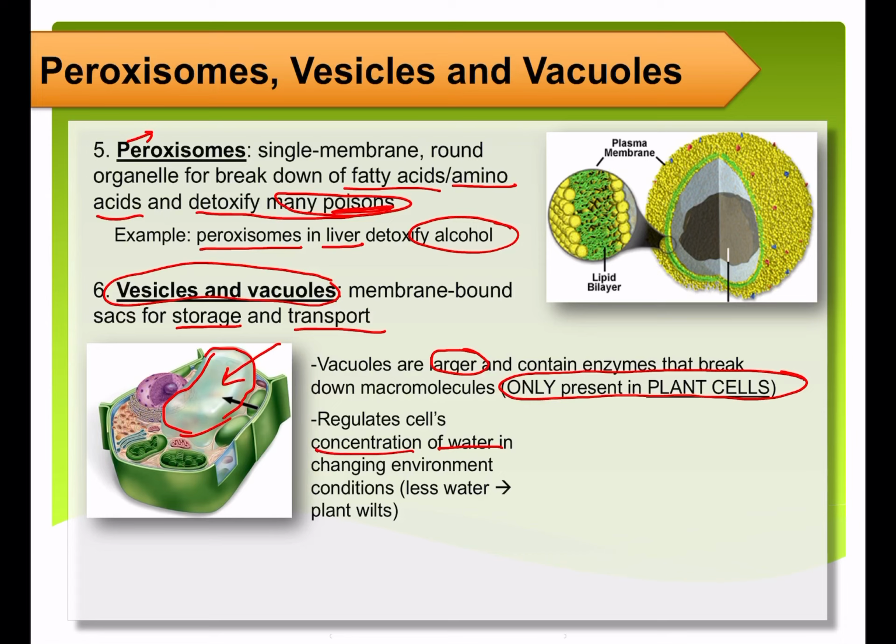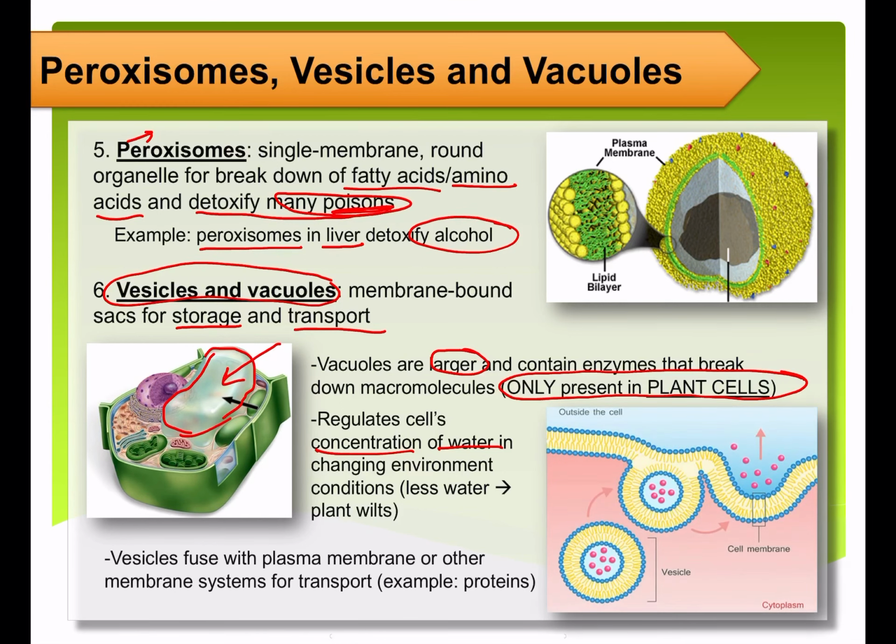For example, when there is less water around, the vacuole actually shrinks in size, which will cause the plant to wilt, or look droopy because it doesn't have enough water. Whereas if the plant has enough water, the vacuole will be able to enlarge and looks just like this, and causes cells to expand, which allows the plant to stand up straight and tall instead of wilty looking.